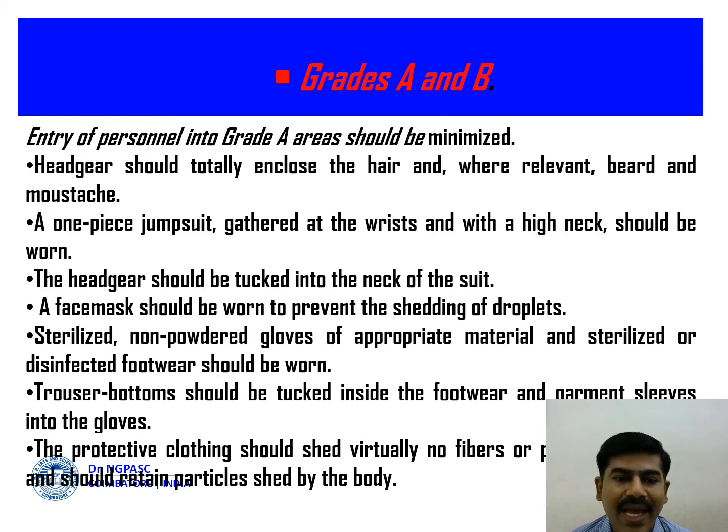So grade A and B: entry of personnel into the grade A area should be minimized. Headgear should totally enclose the hair and, where relevant, beard and mustache. A one-piece jumpsuit gathered at the wrist and with a high neck should be worn. The headgear should be tucked into the neck of the suit. A face mask should be worn to prevent the shedding of droplets. Sterilized, non-powdered gloves of appropriate material and sterilized or disinfected footwear should be worn. The trouser bottoms should be tucked inside the footwear and garment sleeves into gloves. The protective clothing should shed virtually no fibers, and no particles should be generated during the manufacturing period.